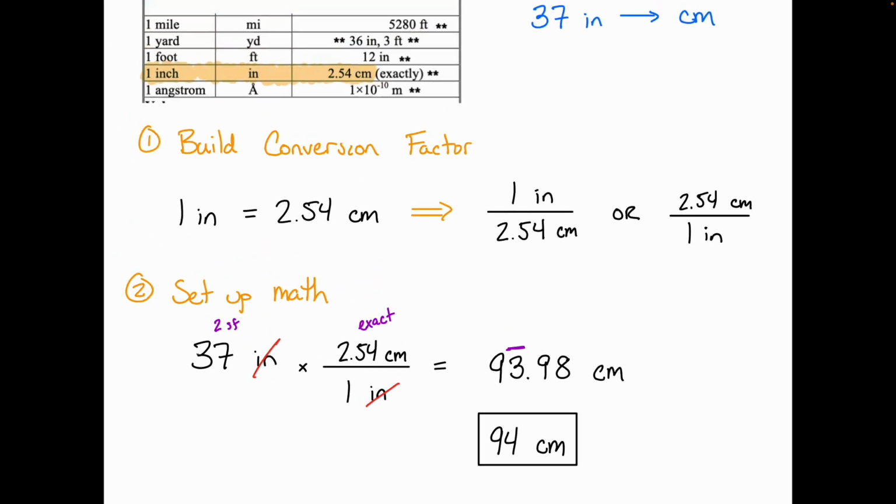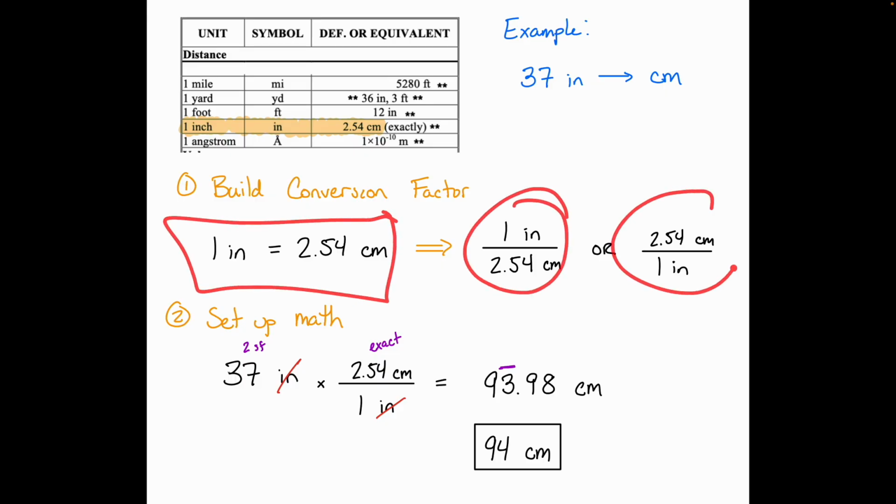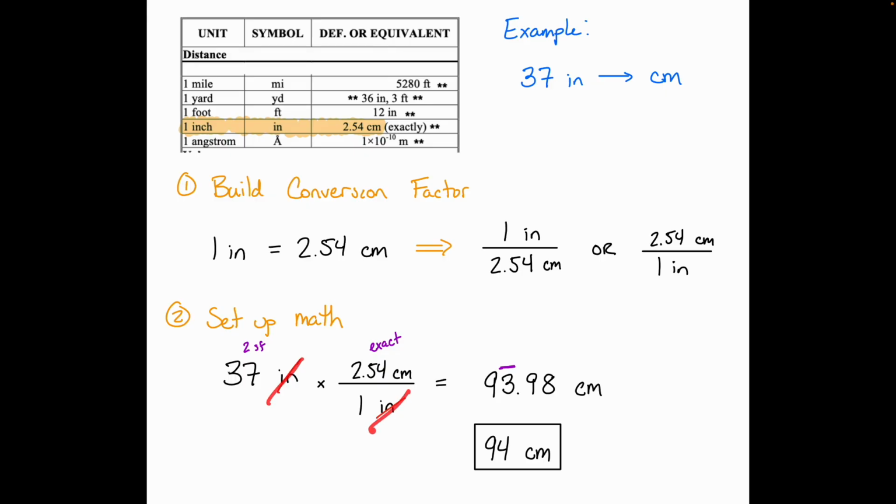So again, we got this relationship from our table here. We built these conversion factors. We set up our problem. We picked which conversion factor based on which one was going to allow us to cancel those units. And that left us with our 94 centimeters rounded to the correct number of sig figs.